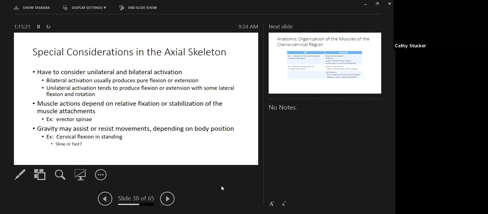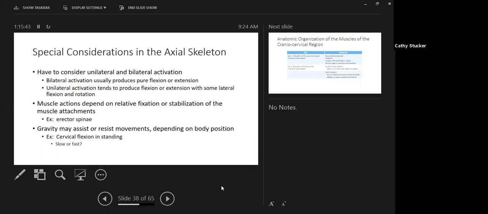If both are activating, then you're probably going to get flexion extension. If one side is activating, you're going to get rotation or side flexion with some element of flexion extension. So understanding their orientation, origin, insertion, all of that is still very important.